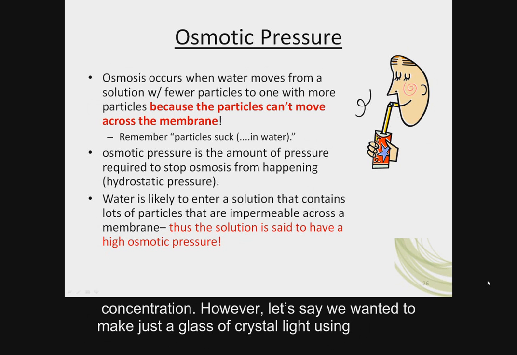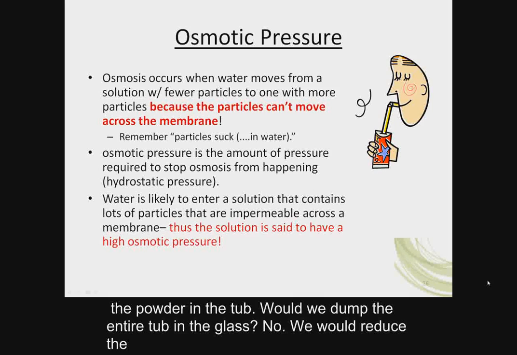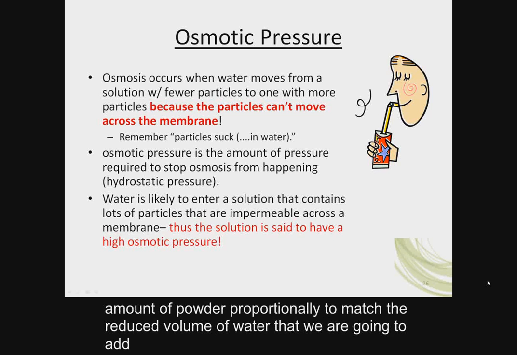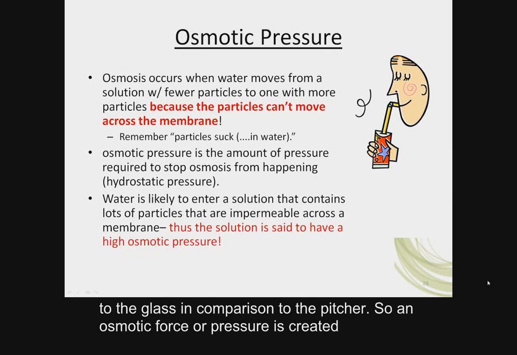However, let's say we wanted to make just a glass of Crystal Light using the powder in the tub. Would we dump the entire tub in the glass? No. We would reduce the amount of powder proportionally to match the reduced volume of water that we are going to add to the glass in comparison to the pitcher.